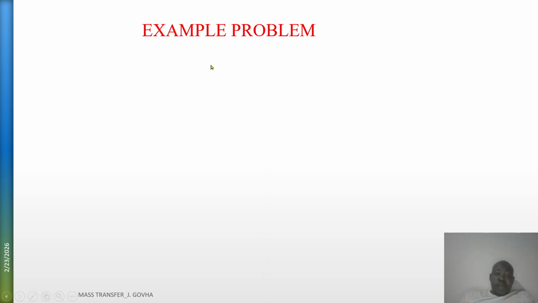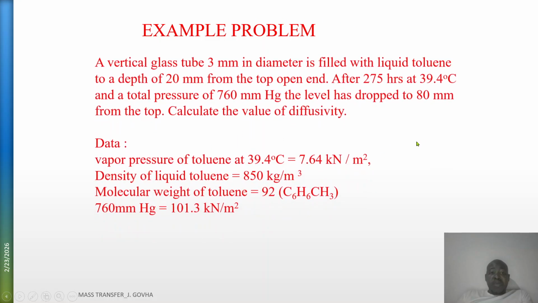Look at an example problem where we will find one of the ways to make use of the equation that we derived when we were looking at diffusion in a path, a change in path. Previously, we want to use that to calculate GAB. So let's look at this example problem.